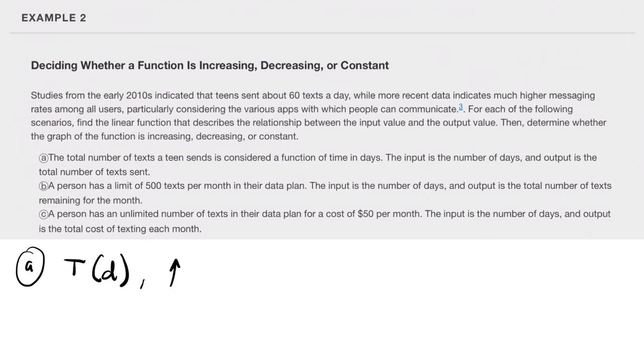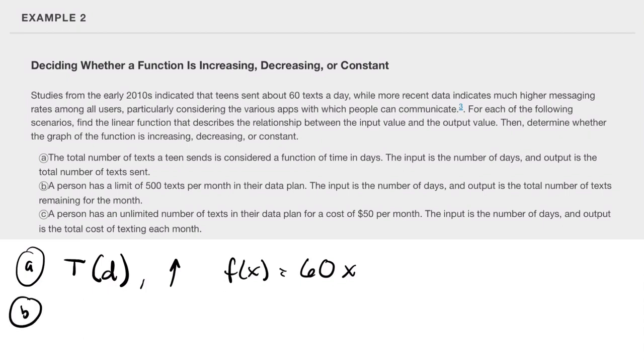Okay. The teens send about 60 texts a day. So then our function will be what? 60 texts per day, where x is considered each day. It is an increasing function. I think that's okay. Let's try part B.